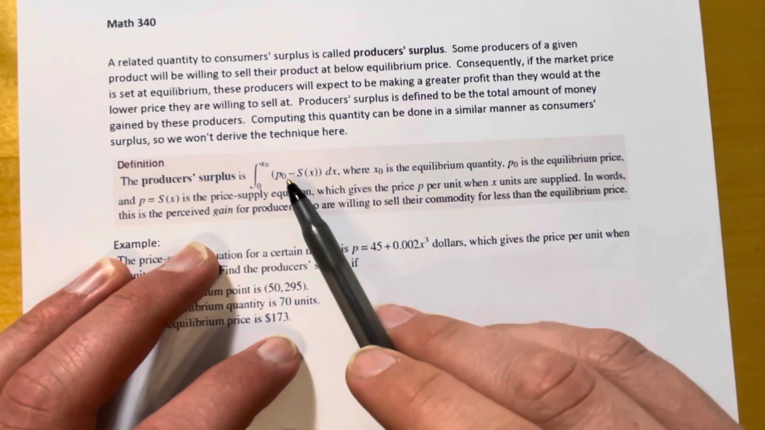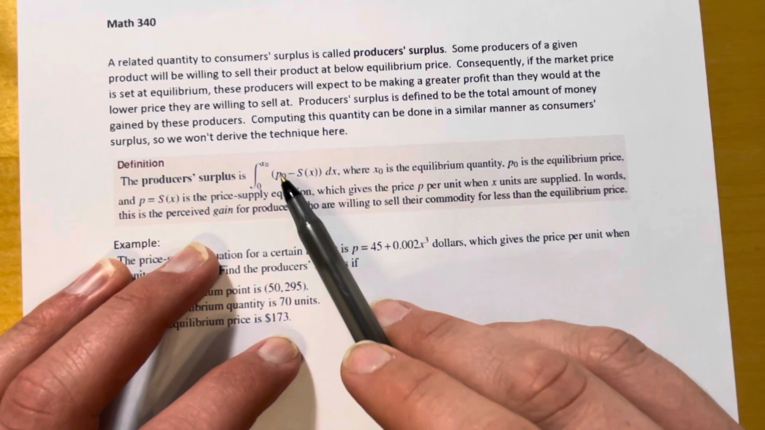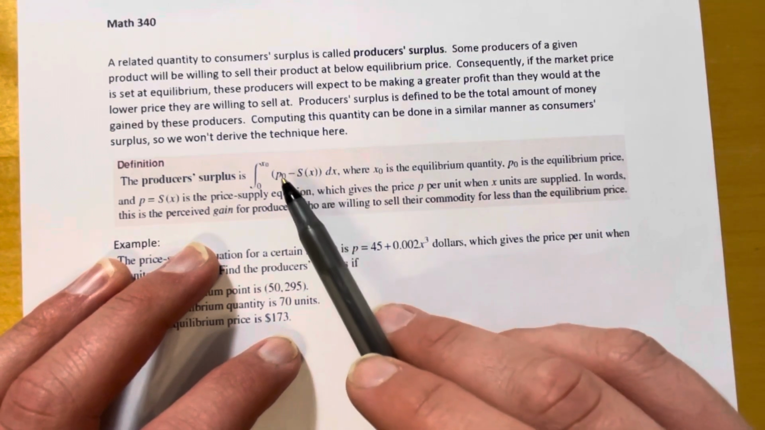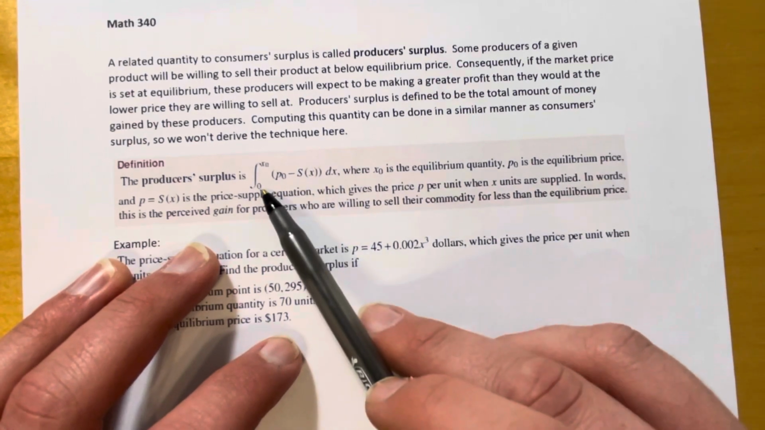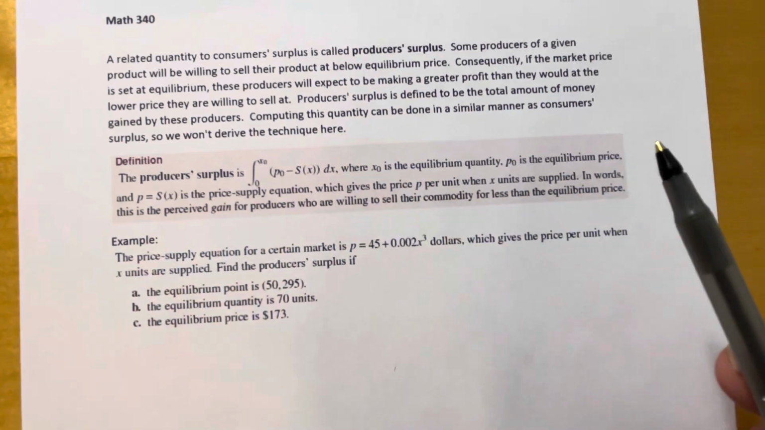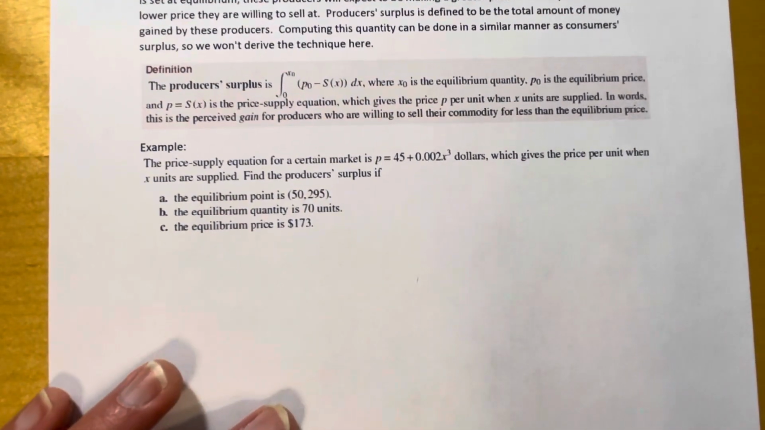Notice in that graph, the equilibrium price was the curve on top, and supply was the curve on the bottom. So we subtract in this order. Notice the limits of integration are still the same because we're still going from 0 to our equilibrium quantity. So this integral is how we compute producer's surplus.